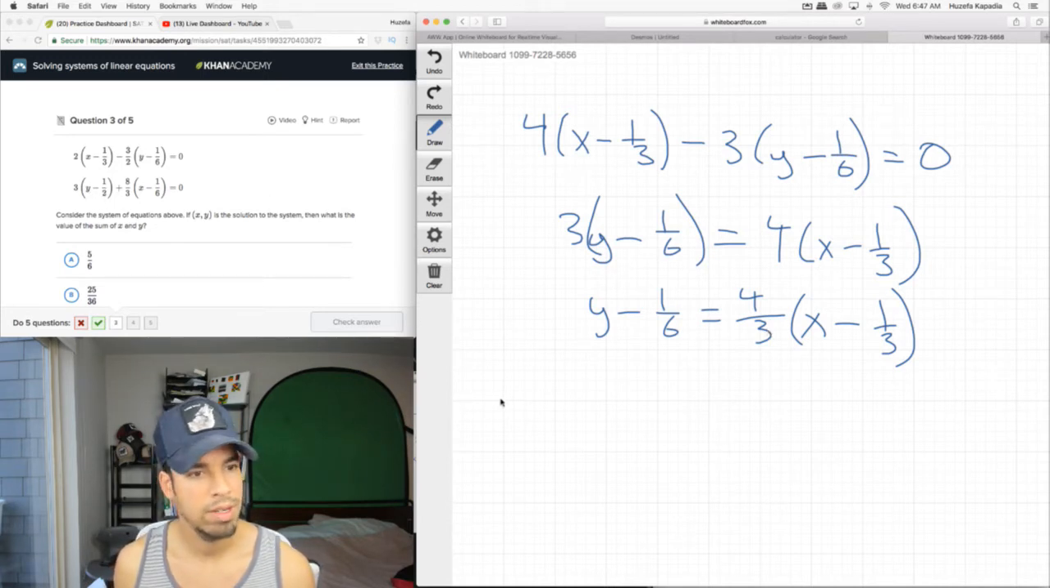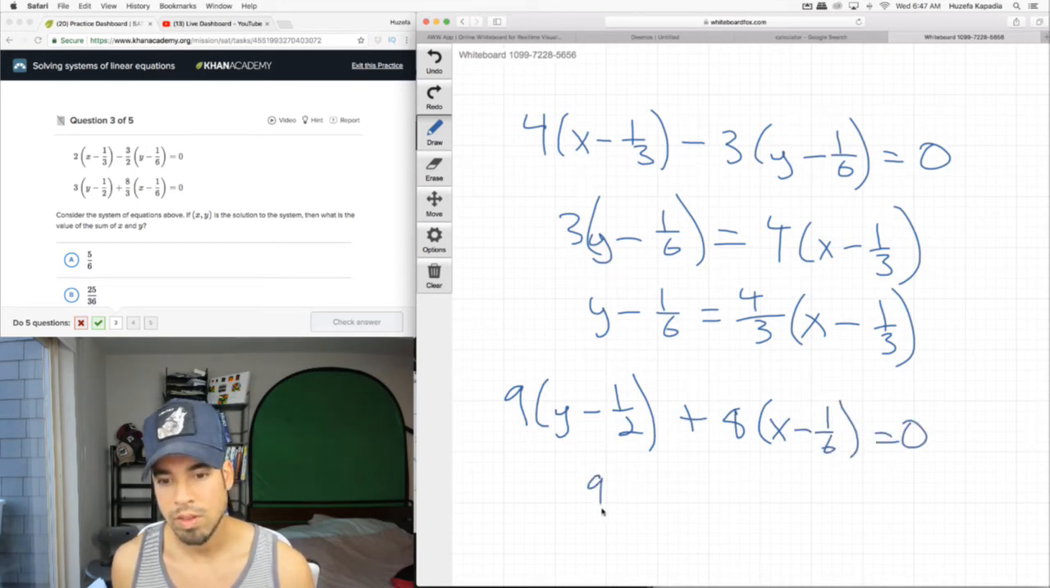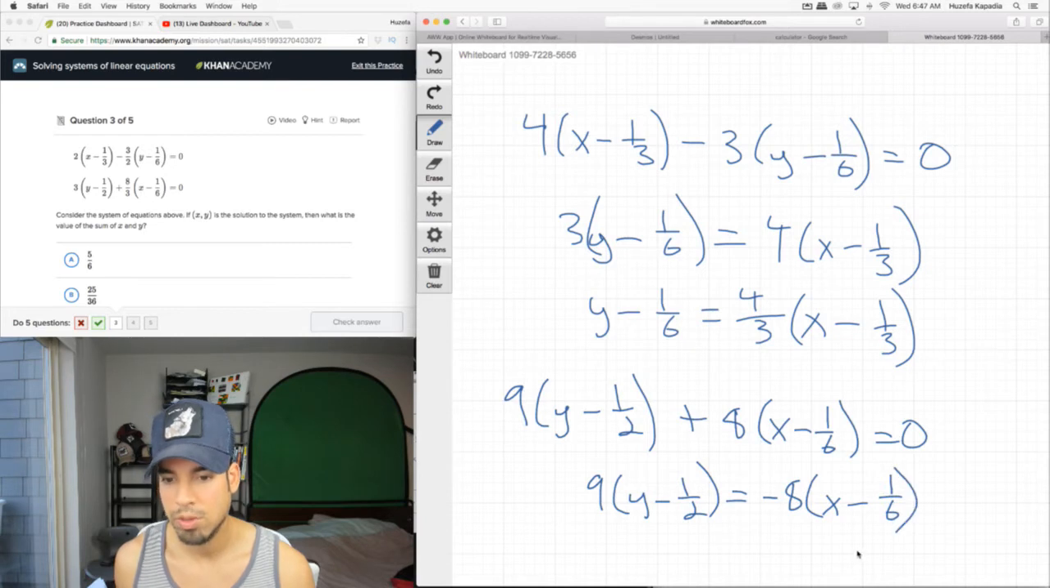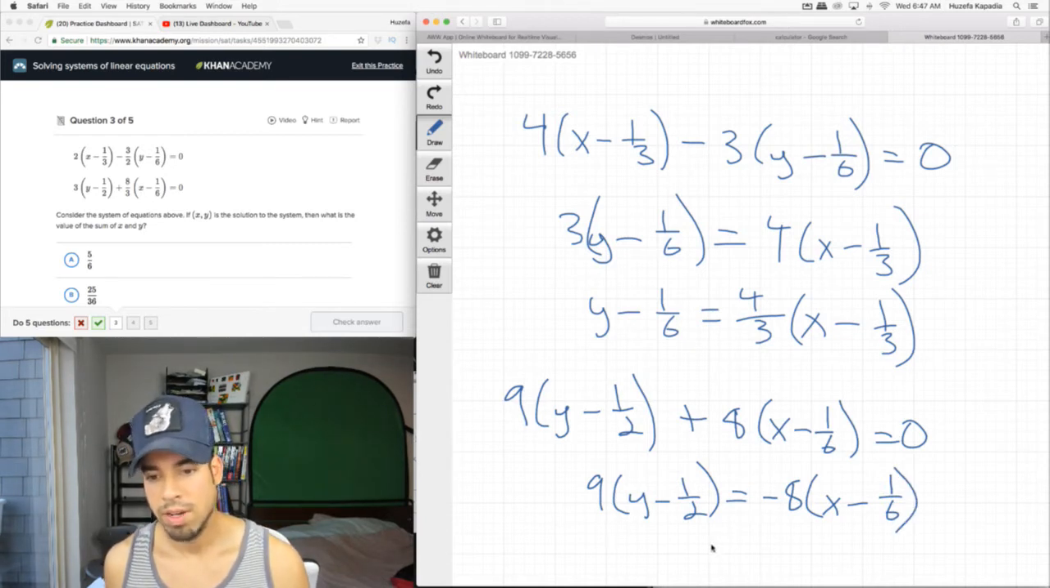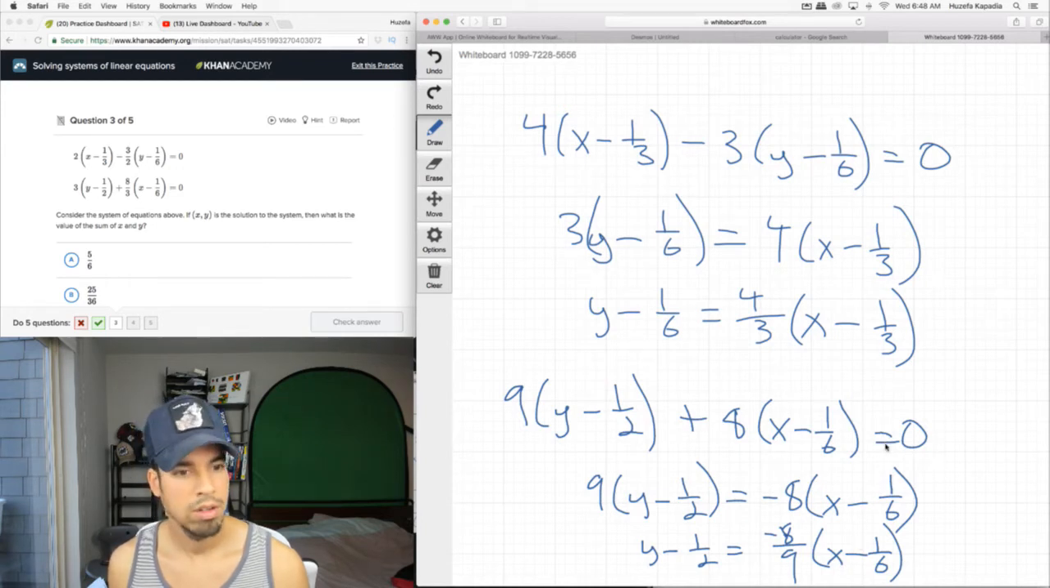I'm going to multiply this by 3. So I get 9(y minus 1/2) plus 8(x minus 1/6) equals 0. 9 times (y minus 1/2) equals negative 8 times (x minus 1/6). I'm just subtracting that from both sides, and then I'm going to divide everything by 9. So I'll say y minus 1/2 equals negative 8/9 times (x minus 1/6). Okay, and so now we need to find our intersection.